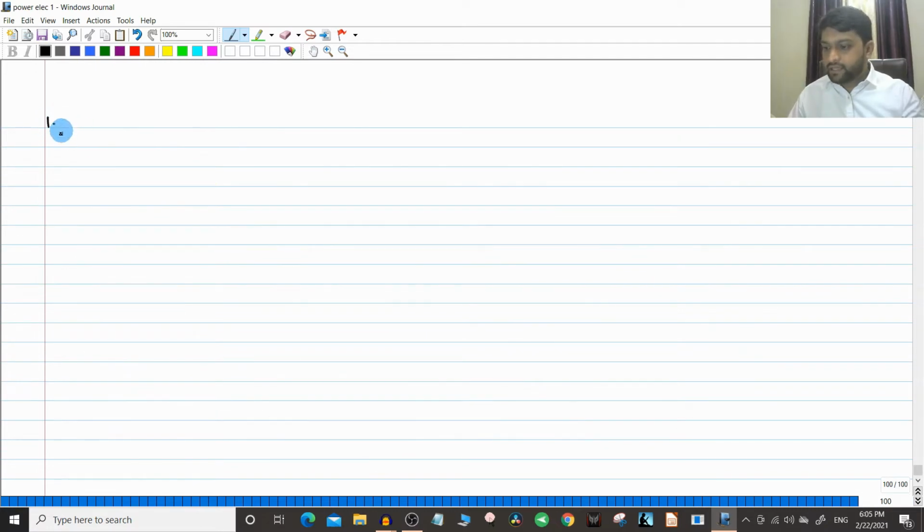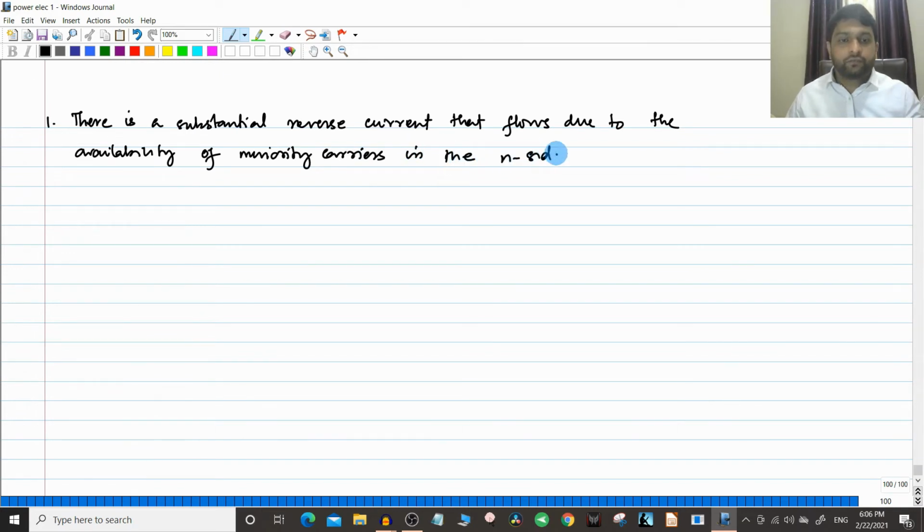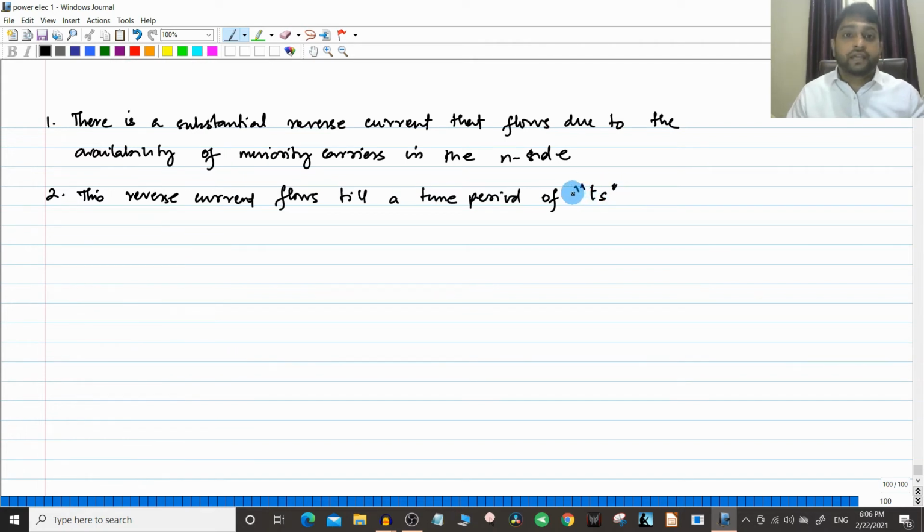Alright. So the first point that we have learnt is that there is a substantial amount of reverse current that flows due to the availability of minority carriers in the N side. So this is the first concept that we have seen. The second concept is that this reverse current flows till a time period of Ts, which is also called the storage time, where Ts is called the storage time.